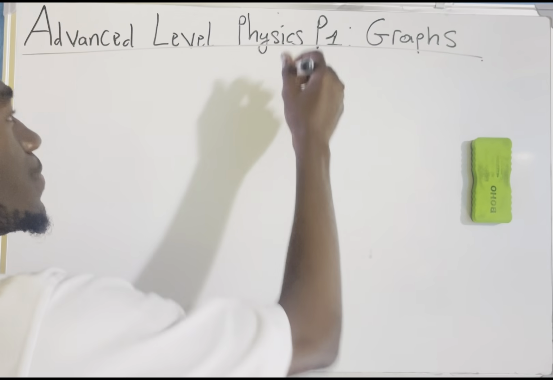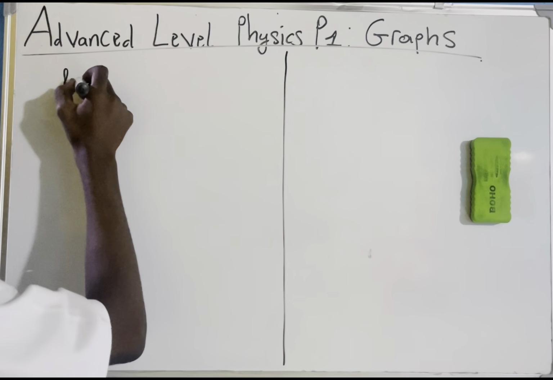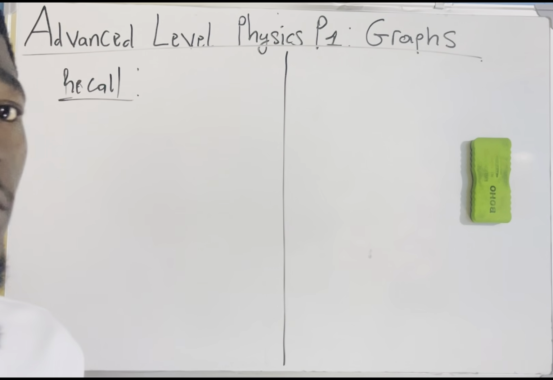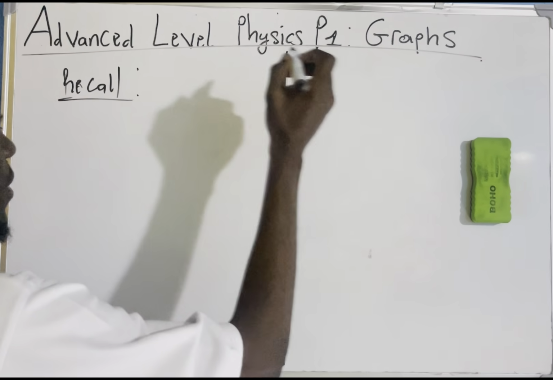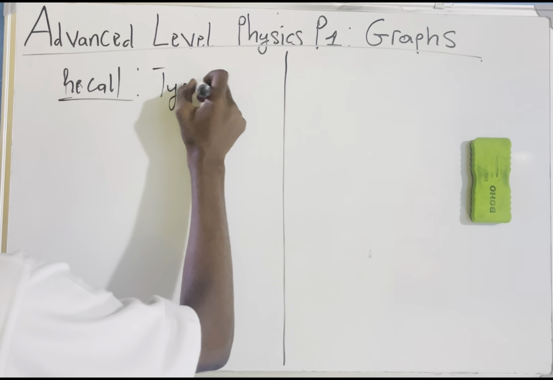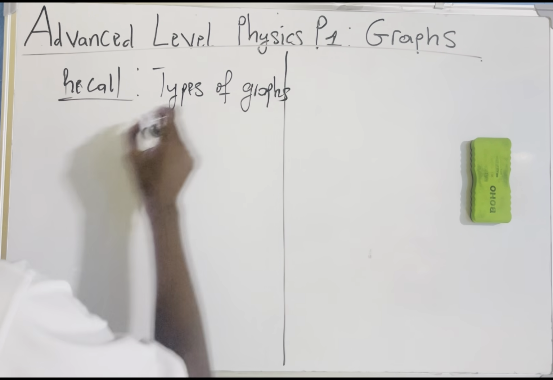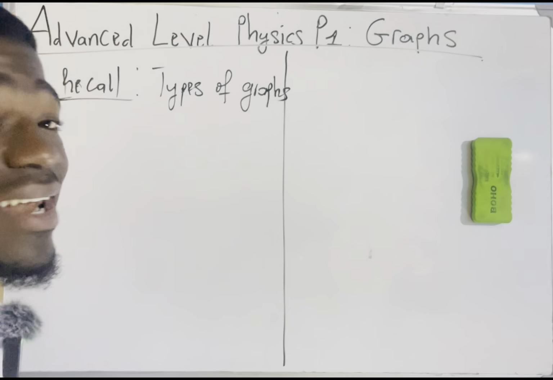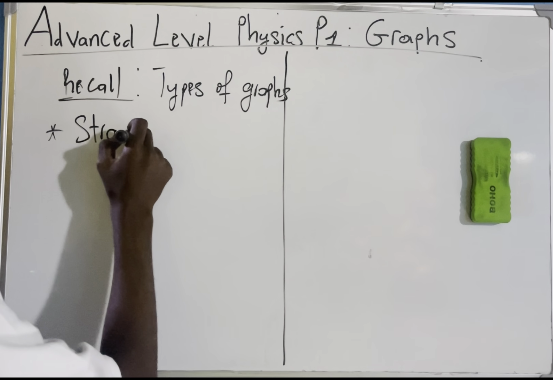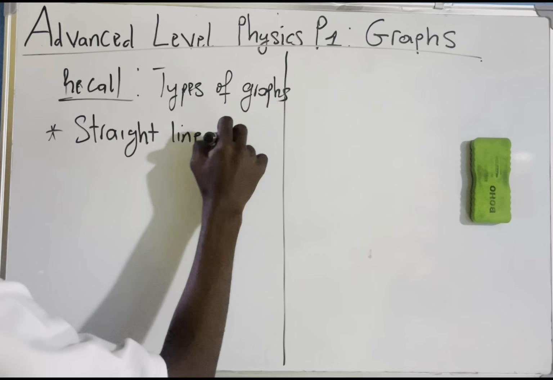As usual, I'll first of all do a small recall on the types of graph that we mainly have in paper 1. So, types of graphs. We'll start with what we call straight line graphs.